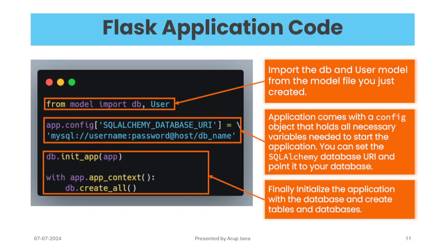After you configure this, you need to initialize the app using the database. Then, within the app context, this is very important, you need to use with app.app_context(). This line is very important, otherwise you will get an error. So please make sure that you wrap db.create_all() inside the with app.app_context(). After you do it, your application is configured with the database, and your database tables and database are created using the db.create_all function. So this is all about this code.